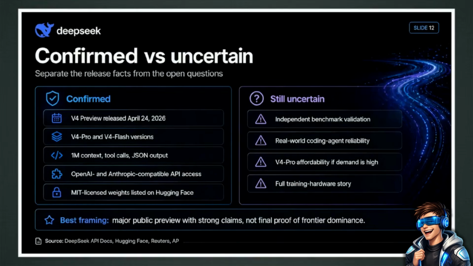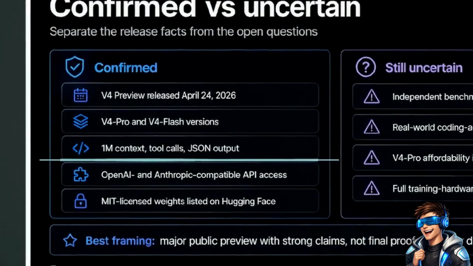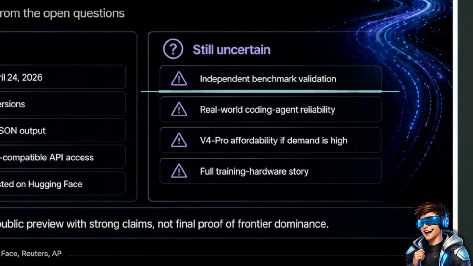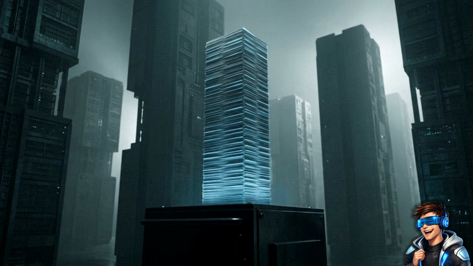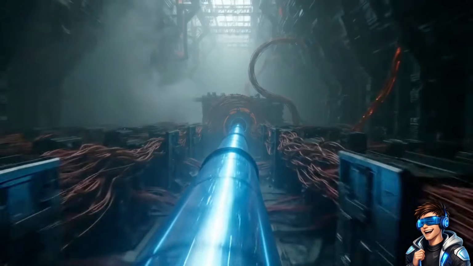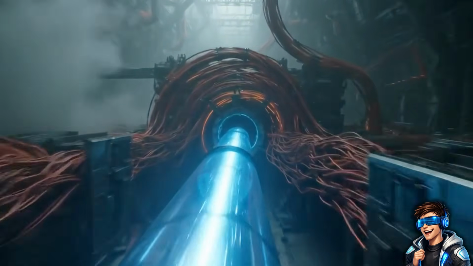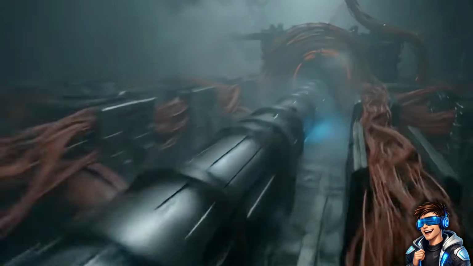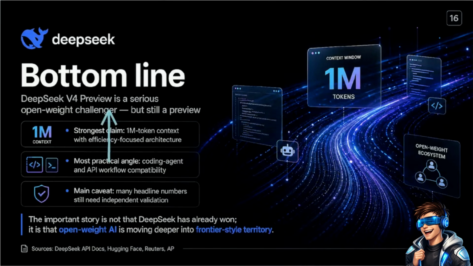This graphic separates what we know from what we don't. The 1 million token context, open weights, and API compatibility are real. But in the uncertain column, the benchmark scores are currently self-reported. Sterilized lab tests are no substitute for independent validation. There is a massive practical difference between an AI that can simply hold 1 million words in its memory without crashing and an AI that can accurately reason its way through a chaotic, undocumented production code base without getting lost or hallucinating facts.